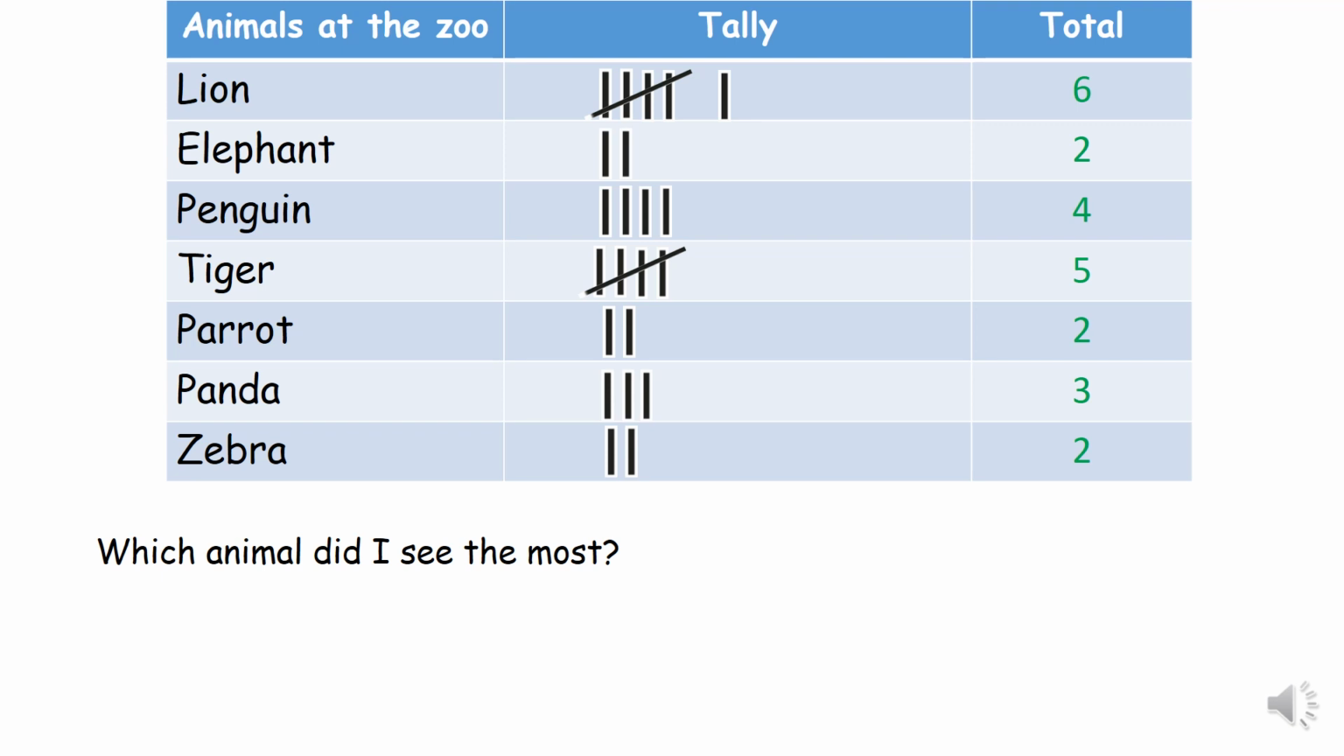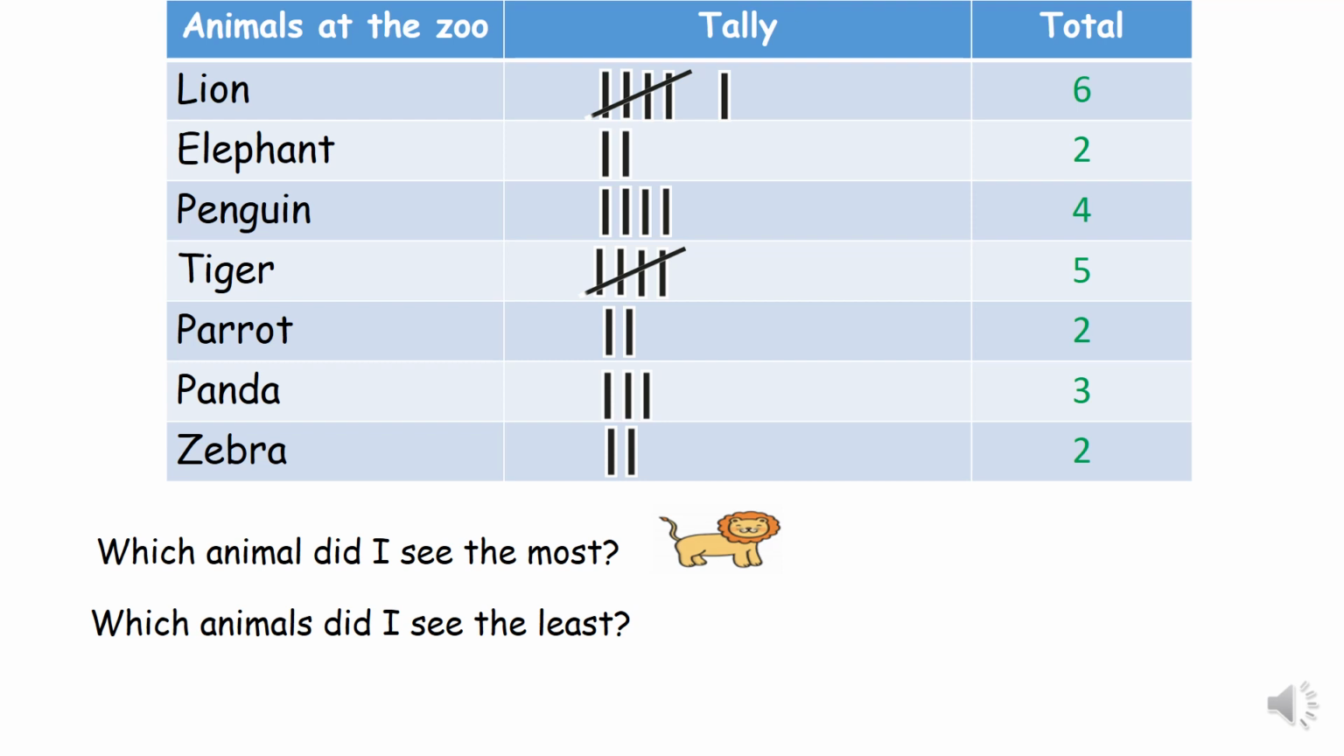Look at my tally chart and can you see which animal I saw the most? This would mean the largest number. That's right, it's the lion because I saw 6 lions and 6 is my largest number. I saw the lions most often.